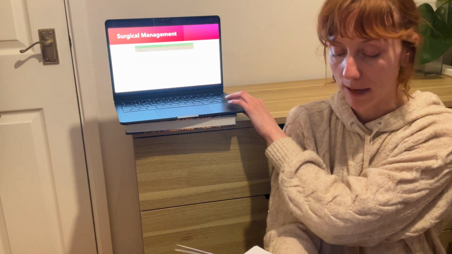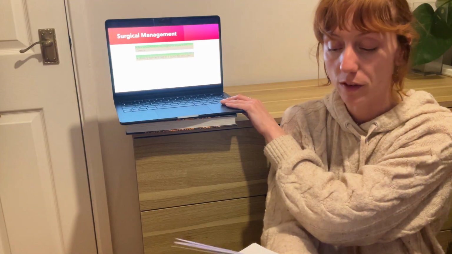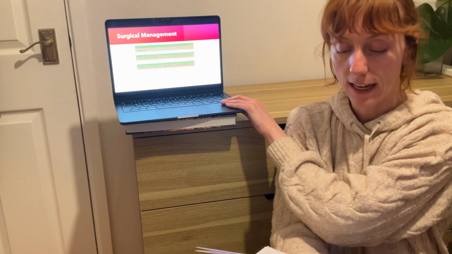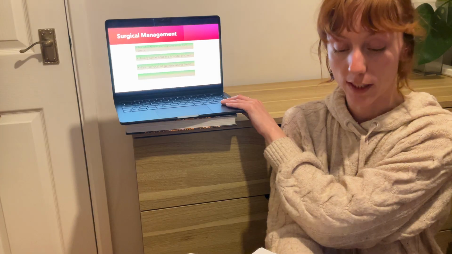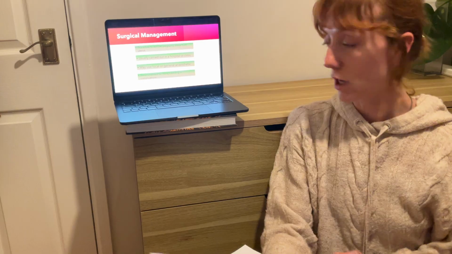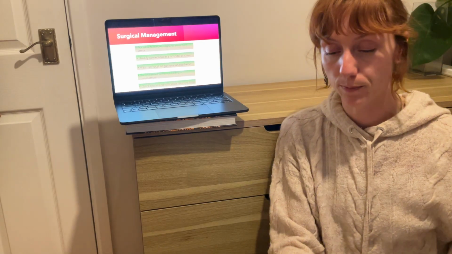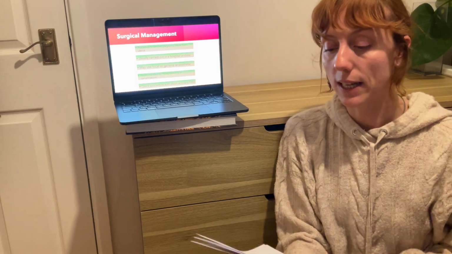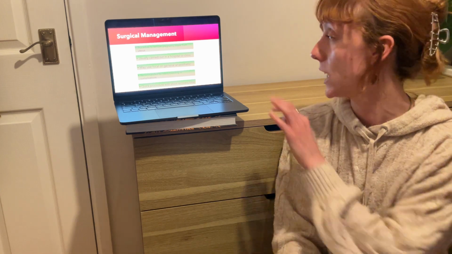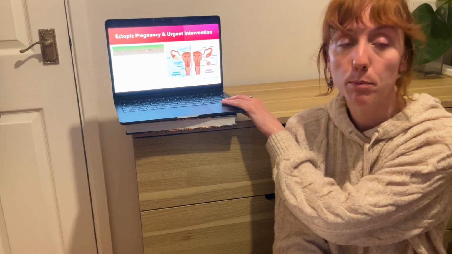Surgical management may be recommended in certain situations, such as if there is heavy bleeding, signs of infection, or if the miscarriage has not completed naturally. This procedure involves removing any remaining pregnancy tissue from the uterus and is usually carried out in a hospital or clinic setting. It may be performed under local or general anaesthetic, depending on the circumstances and patient preference. The procedure itself is relatively quick and recovery is usually straightforward, with follow-up care provided to ensure there are no complications.